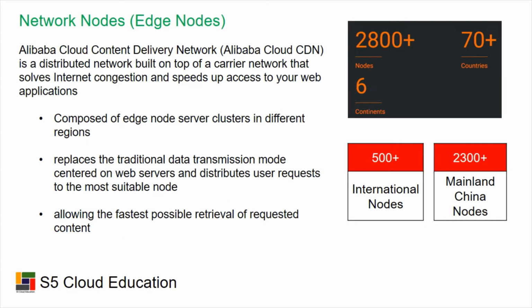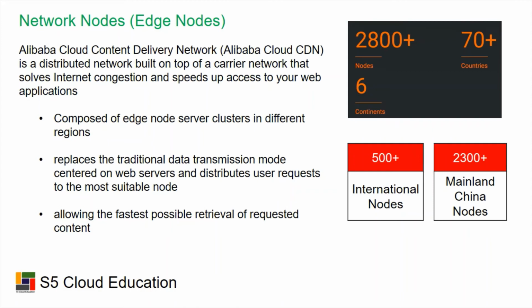Edge nodes play a major role to enable performance for business applications. Alibaba Cloud Content Delivery Network, Alibaba Cloud CDN, is a distributed network built on top of a carrier network that solves internet congestion and speeds up access to your web applications. CDN is composed of edge node server clusters in different regions, and CDN replaces the traditional data transmission mode centered on web servers and distributes user requests to the most suitable node, allowing the fastest possible retrieval of requested content.